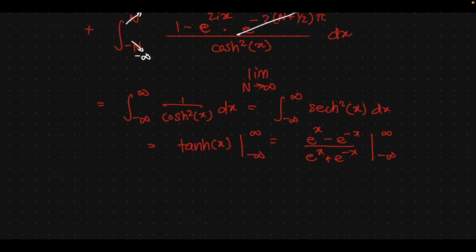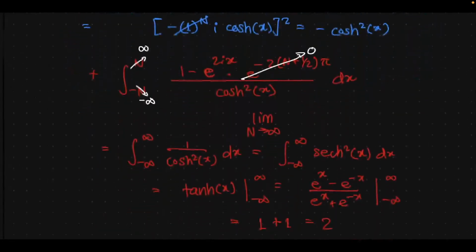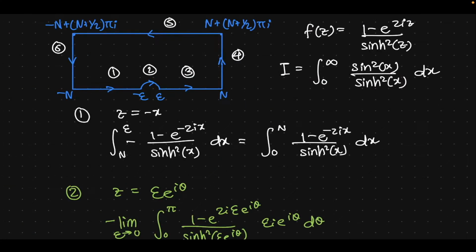At positive infinity, these negative exponential terms will decay, and we have to do a L'Hopital's rule of e to the x over e to the x, which will be 1, minus, at negative infinity, the positive exponentials will decay, and then we have to do L'Hopital of these two terms, which will give a minus sign alongside. So that becomes a plus here, so that gives us 2. So this means the top contribution is actually 2. So the contribution on path 5 is actually 2.